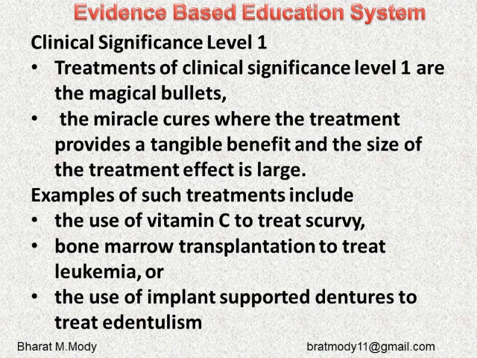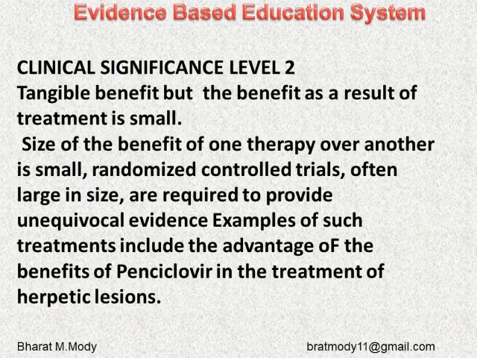The use of vitamin C for scurvy, bone marrow for leukemia, the use of implant supported dentures to treat edentulism. These are the kind of magic bullets. Immediately, on the day these things are started, within a short period of time, the patient sees the dramatic change in the disease level as far as he is concerned, or the functional level. So in all these matters, the results can be easily perceived by the patient, and he can understand, and the effect also is very large. From out of nothing, when there was so much bleeding, vitamin C suddenly stops everything.